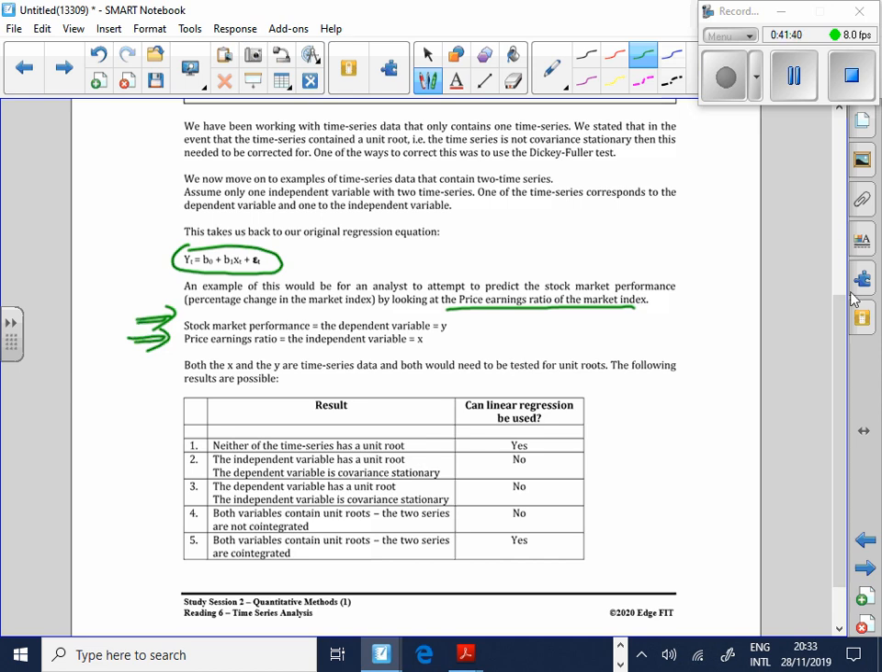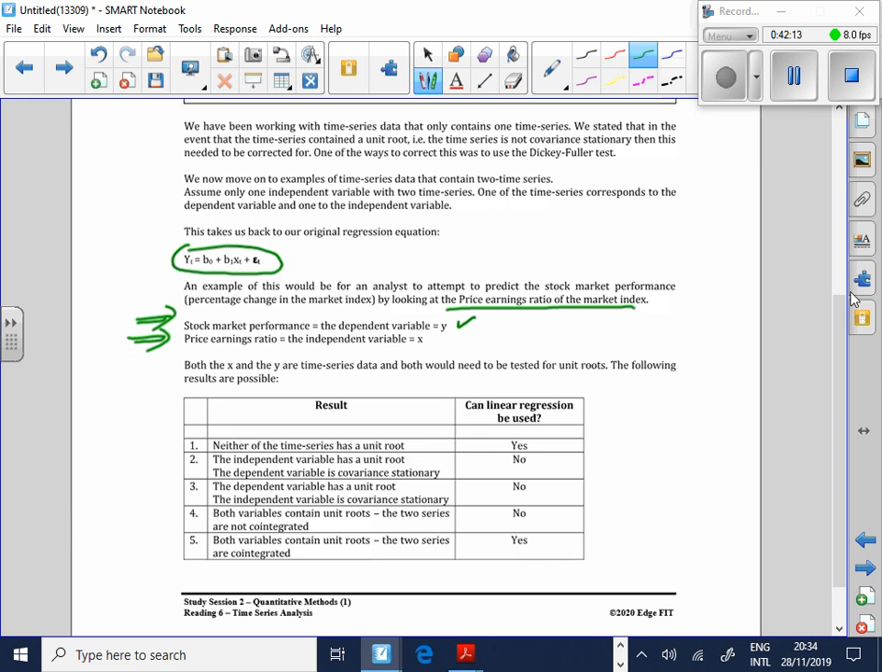Now look over here. If I'm using two time series, not one but two, both the X and the Y are time series data. Do you agree with that? Y, stock market performance, is based on time, and the P/E ratio is also time-based time series data. It moves with time, doesn't it? Now what do you have to do? It's actually not so crazy at all. You need to test for unit roots in both the X and the Y.